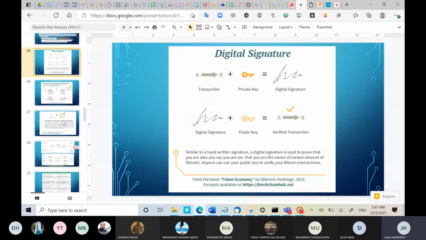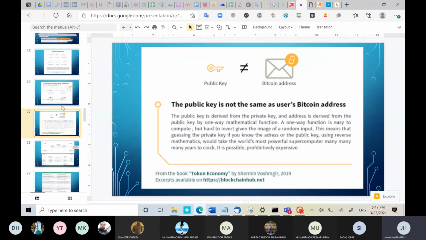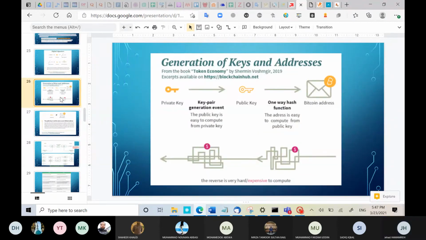So this is the digital signature. And one important note in the generation of keys and addresses. Originally you have your private key. The public key is generated from the private key, and the Bitcoin address is usually related to the public key, but it's generated using a one-way hash function.